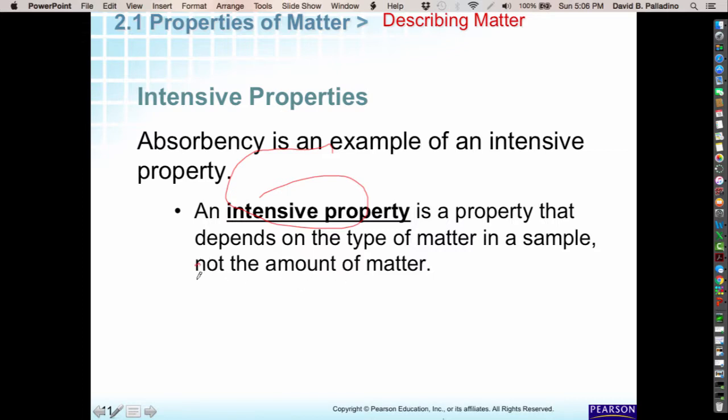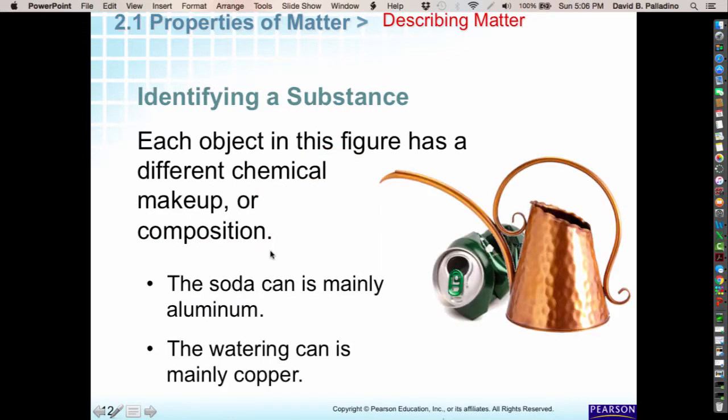So it does not depend on the amount of matter. All right, why are intensive properties important to the chemist? Well, if we look at two different containers, a soda can and a watering can. The soda can, you should know, is made out of aluminum. Most soda cans are made out of aluminum. The watering can in the picture is made out of copper.